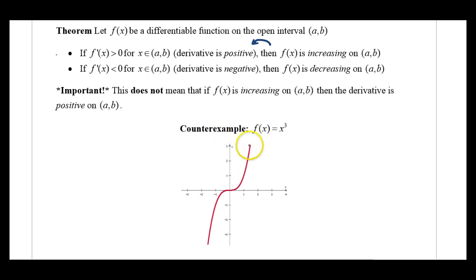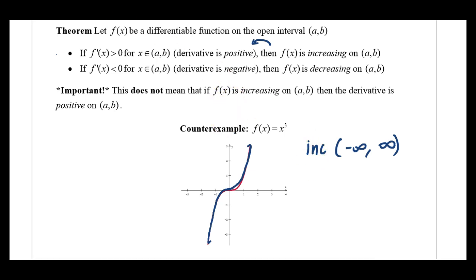So this is the function x cubed here, and this function is increasing everywhere. So as I move from left to right, if I start way over here on the left, my y values as I draw this graph just keep going up and up. So my y values are getting bigger and bigger from negative infinity to infinity. So this function is increasing from negative infinity to infinity.